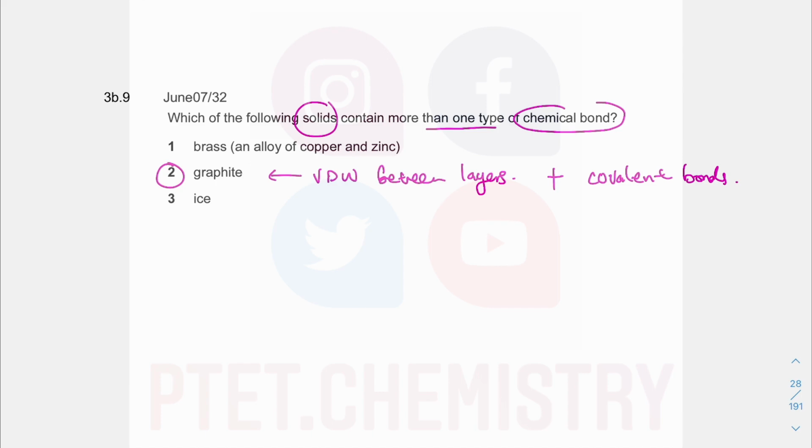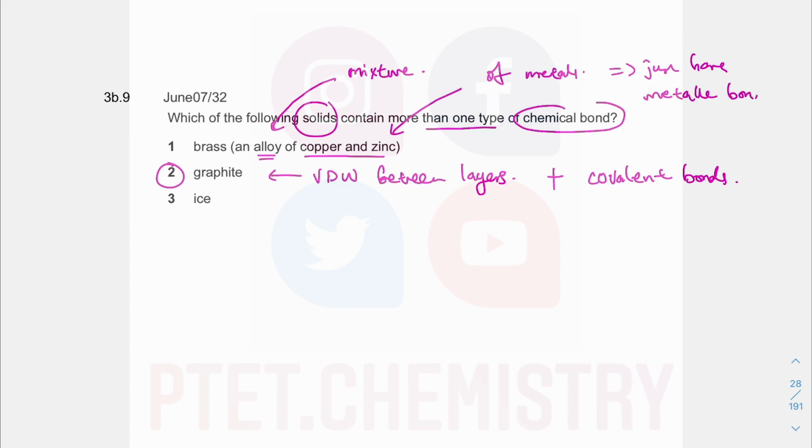When I check number 1, brass is an alloy. An alloy is a mixture, and you have copper and zinc, so it's a mixture of metals. So you just have metallic bonding. You have the metallic bond of copper, you have the metallic bond of zinc, but they are still elements being mixed together, so each of them still retains its individual metallic bonding. Alright, so there's no covalent or ionic or whatever, it's just metallic bonding. That is just one type of bonding.